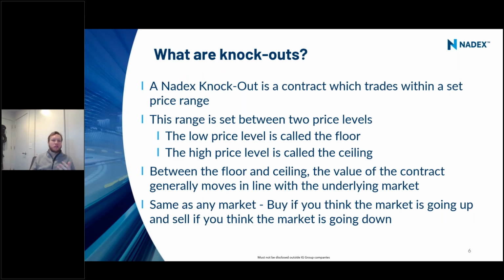So a knockout contract is basically going to be a derivative contract, as all Nadex contracts are, that trades within a set price range. So basically, there's going to be two levels to this price range. You're going to have a floor price, the low price, and you're going to have a ceiling price, the high price, right? Your trade is going to exist in between these two prices. You're never going to go above the ceiling in a trade, and you're never going to go below the floor in a trade, right? So fairly simple in that regard.